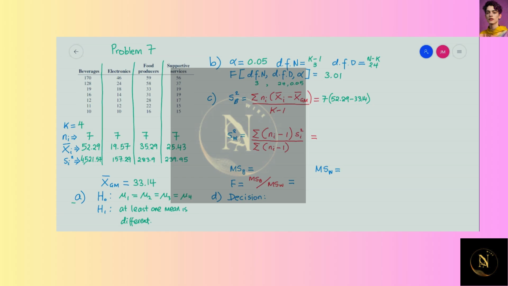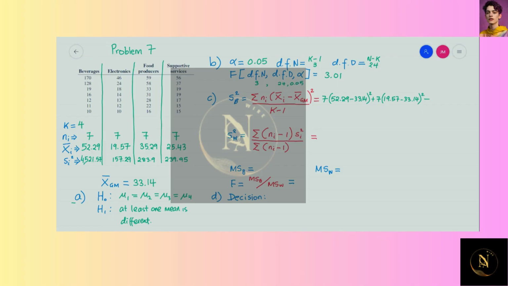Next, we add that to the next sector, which also has a sample size of 7. And since this is a sum of squares, we have to remember to put a square here. So this will be squared as well. So we have 7 in brackets. For electronics, the mean is 19.57. Subtract the grand mean, which is 33.14, then we square.